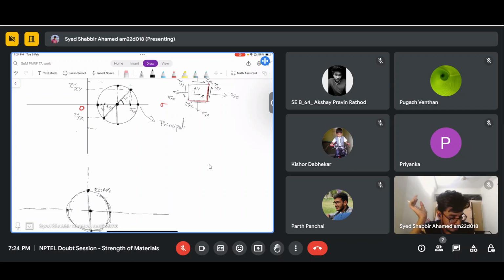I'm sorry if I have made it a little bit confusing due to these diagrams and other things, but I think you have got whatever is written here.